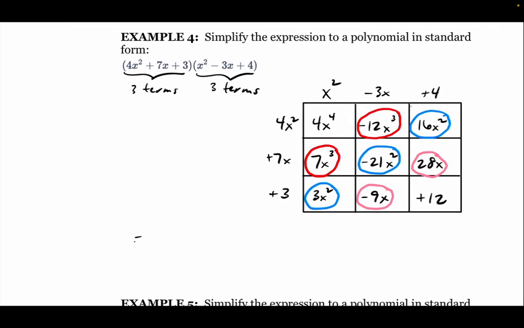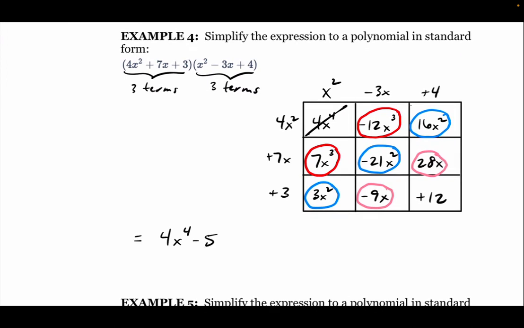So I'm going to write them out. 4x to the 4th. I'm going to cross it out because I've already used it. You don't have to, but I just kind of do that. Negative 12 plus 7, negative 5. I'm not going to add their powers. Leave their powers alone. So it's going to stay x to the 3rd. So negative 5x to the 3rd. I'm going to cross them out because I've already used them.